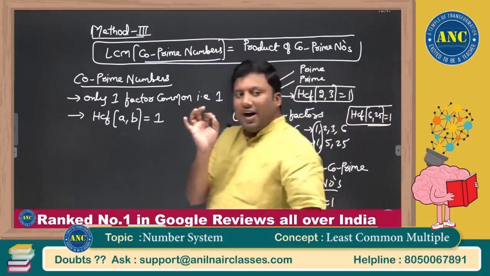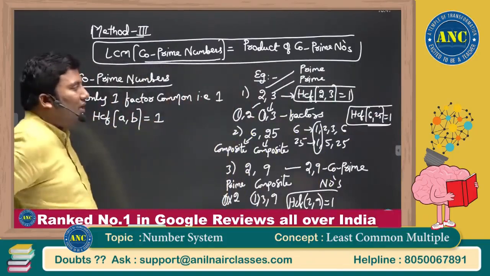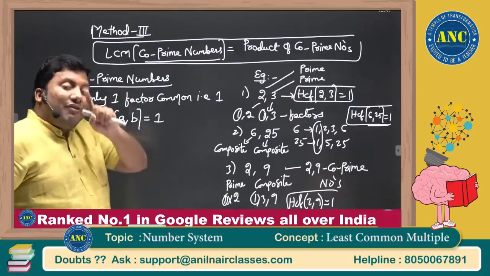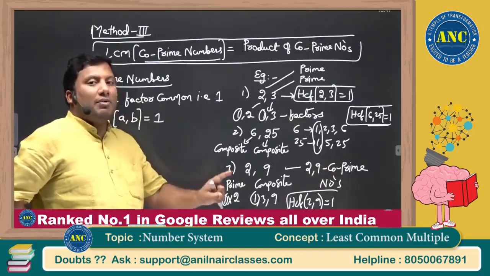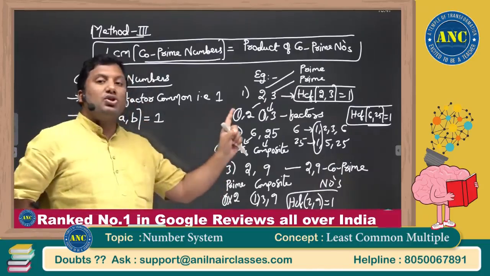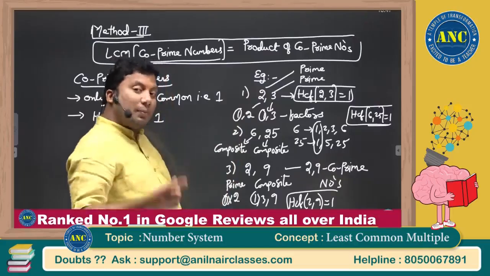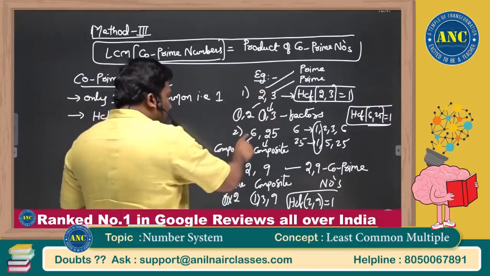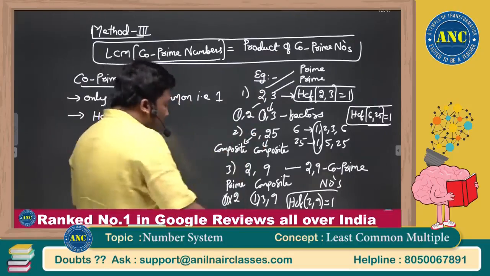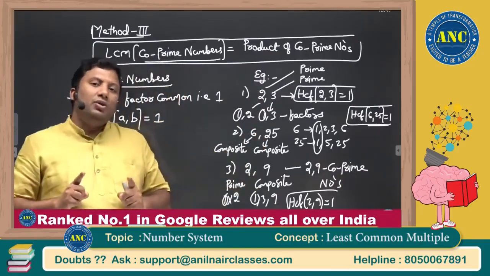This proves a very, very important key point. What is the most important key point? For the numbers to be co-prime numbers, it is not mandatory that both the numbers should be prime numbers. Here, both the numbers are prime numbers, valid. One is composite, another is composite. One is prime, another is composite. Make a note in your notebook.